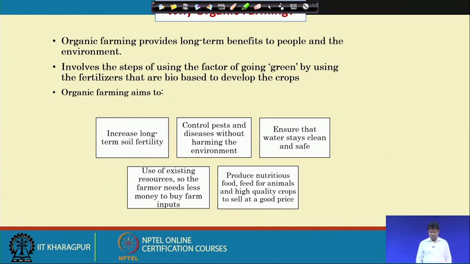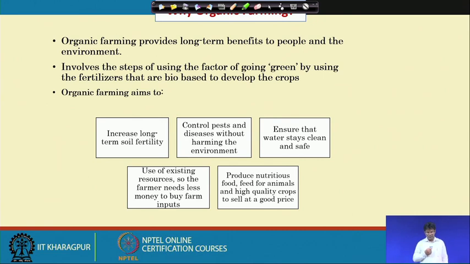Thirdly, organic farming ensures that water stays clean and safe. You know, we want good air to breathe, and at the same time we want good quality water to drink. Through organic farming, as we minimize or eradicate the use of chemical pesticides and fertilizers, it can ensure good quality, clean water for drinking.